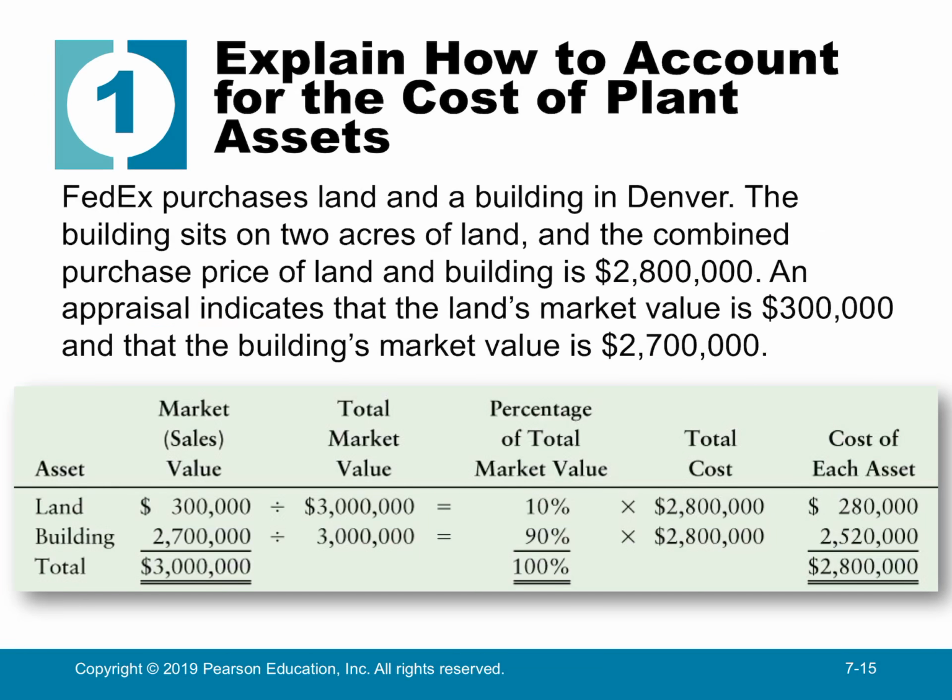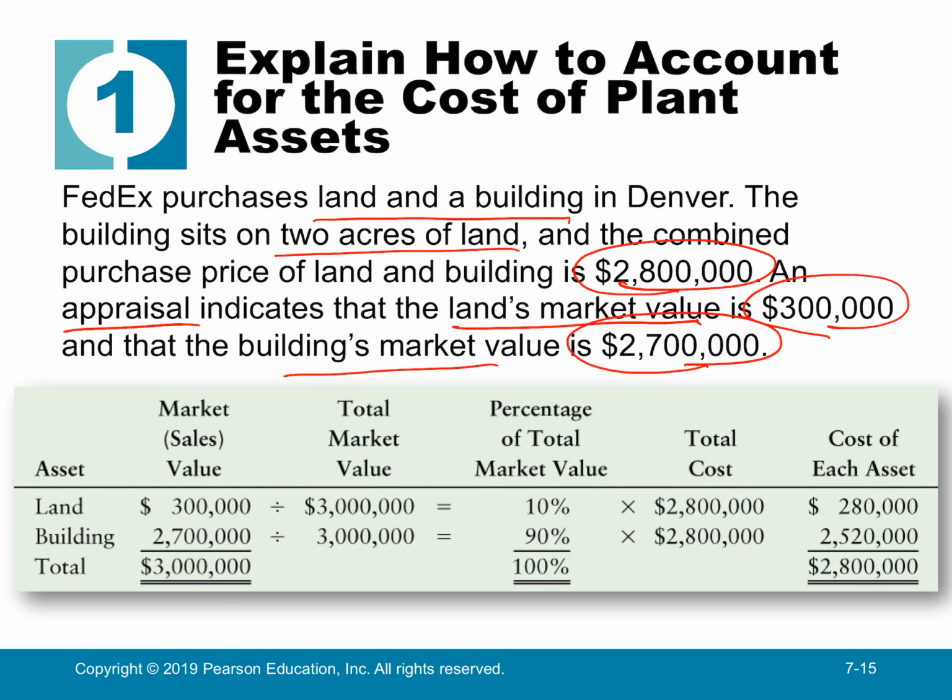Let's look at an example. So FedEx purchases land and a building together in Denver. The building sits on 2 acres of land. The combined purchase price is $2.8 million. You do an appraisal. The appraisal indicates that the land's market value is $300,000 and that the building's market value is $2.7 million.